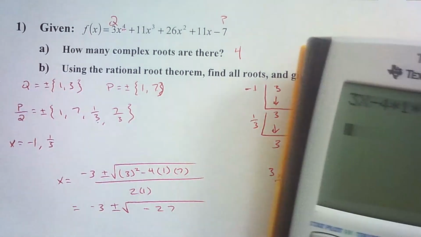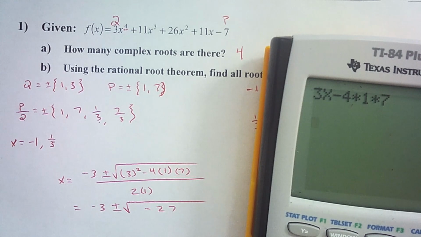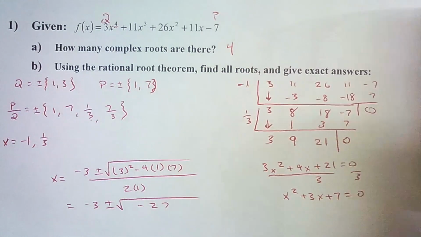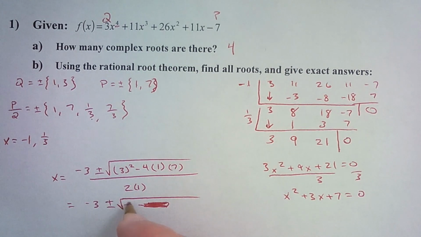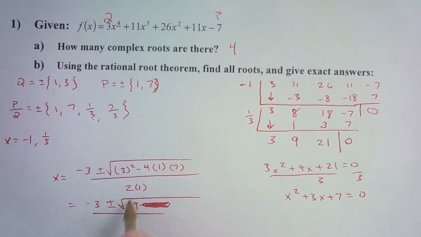And I see I made a mistake there. I did 3, and then instead of squared, I hit x. So I actually need to do that again. 3 squared minus 4 times 1 times 7 is negative 19. So I'll scratch that out, and I've got negative 19 there. All over 2 times a, so that's 2 times 1, which is 2.